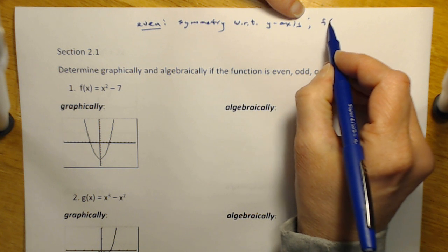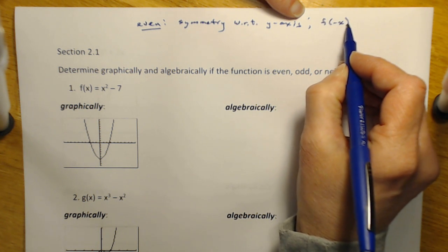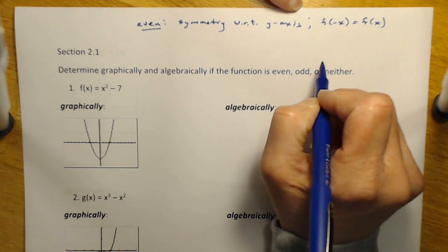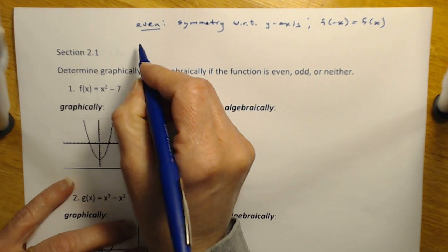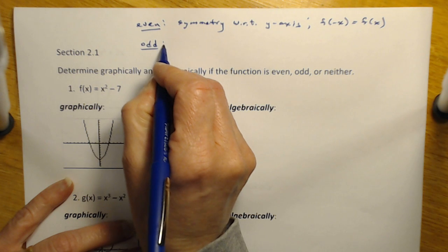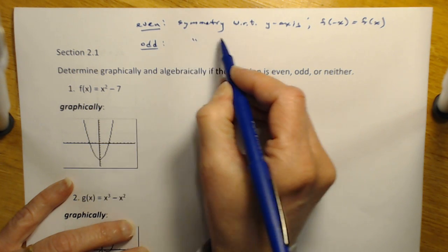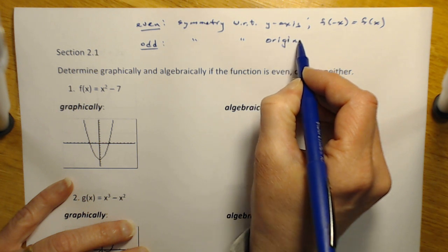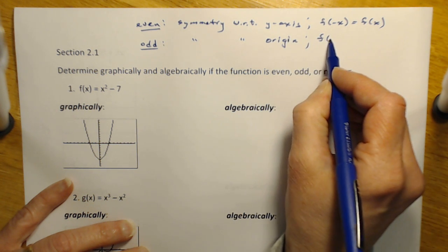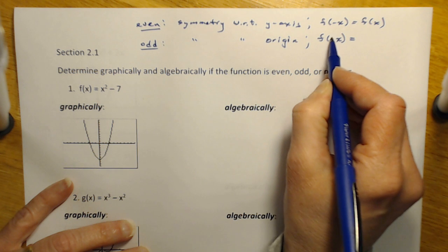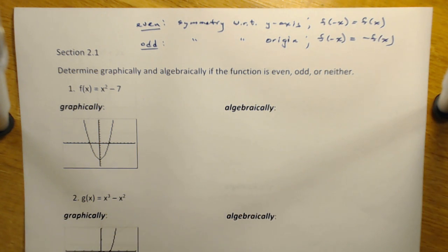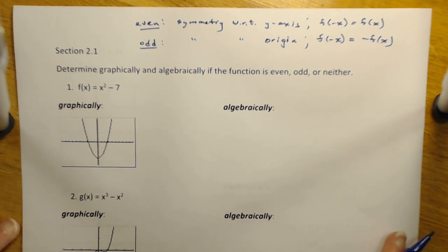Algebraically, that will mean when you change the input from x to negative x, you do not change the output. Okay. And then for odd, this will have symmetry with respect to the origin. So it's a rotation of 180 degrees, which means, again, when you switch the input, you get the opposite of the original output. Okay, so we'll look at the graphs and then look at it algebraically.